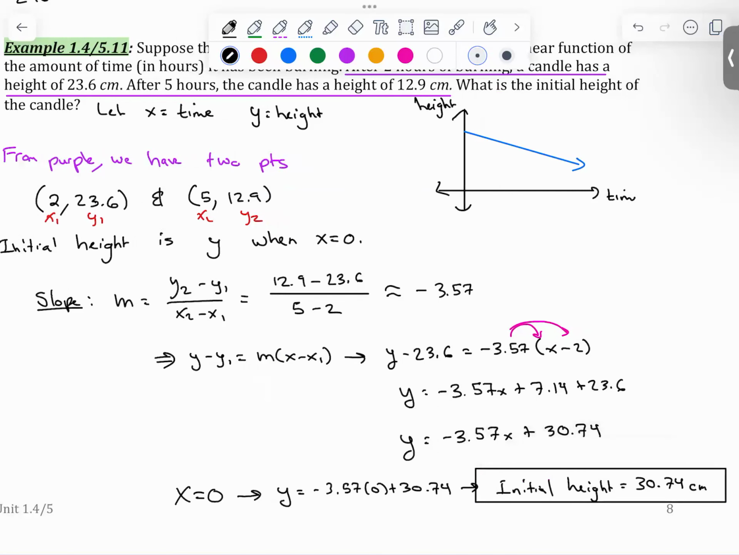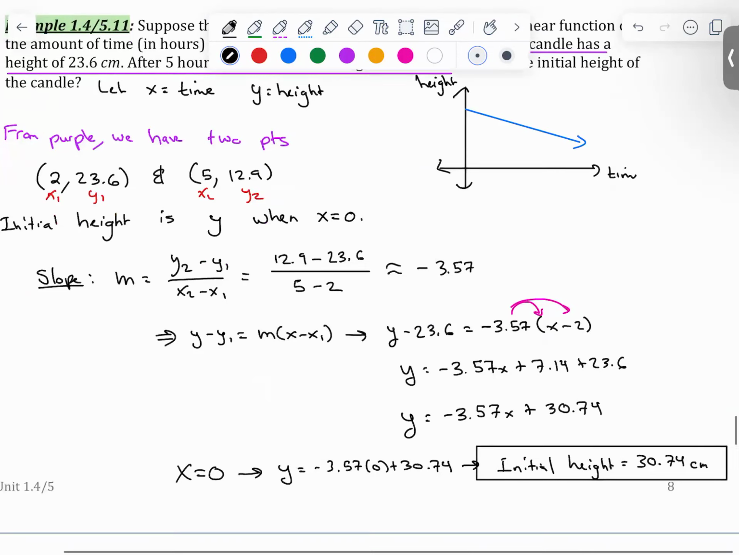And so those are some examples of quote unquote real life situations. I know it's who's sitting there actually measuring the height of your candle as time goes on, but whatever. Maybe you're really, really bored one day.